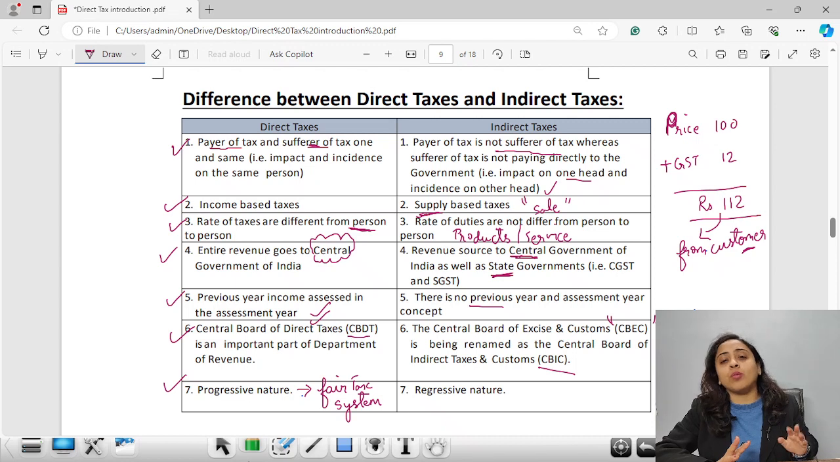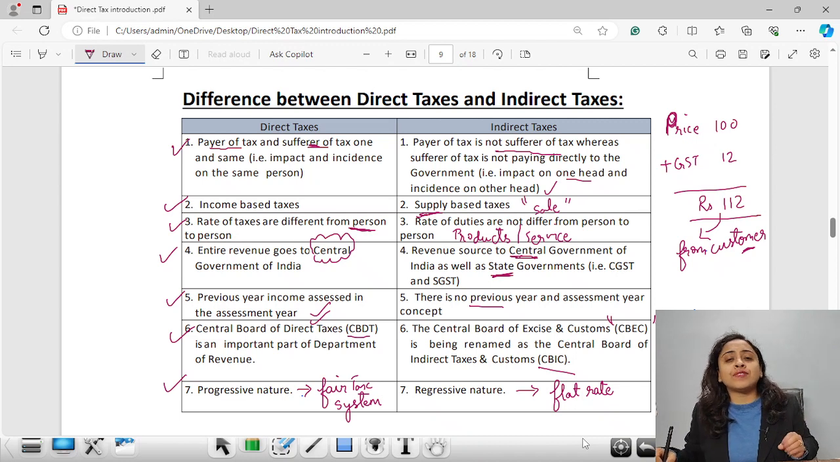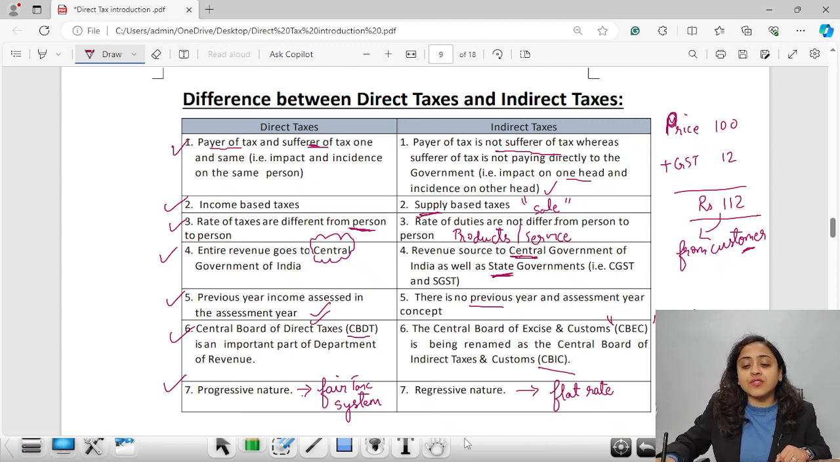Okay, here if we talk about regressive nature, it is a flat rate. It's a flat rate. That means irrespective of the seller, whether the seller's turnover is 1 lakh, 10 lakh, 1 crore, 10 crore, it doesn't matter. If a particular rate is 5%, it will be charged 5%. If a particular rate is 20%, it will be charged 20%. Got it? So it's a flat rate given. Therefore, it's known as regressive nature.